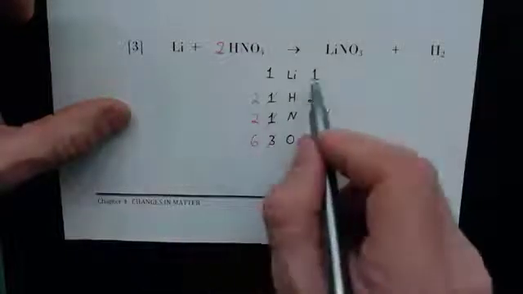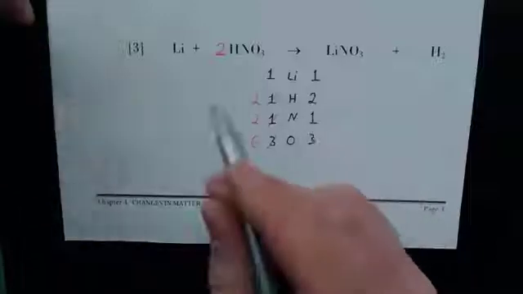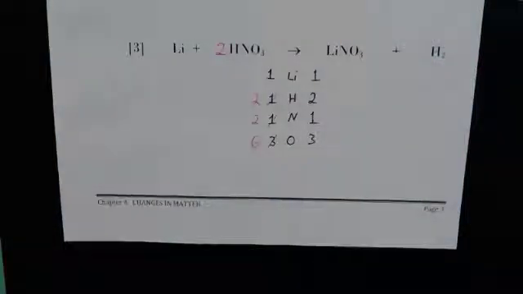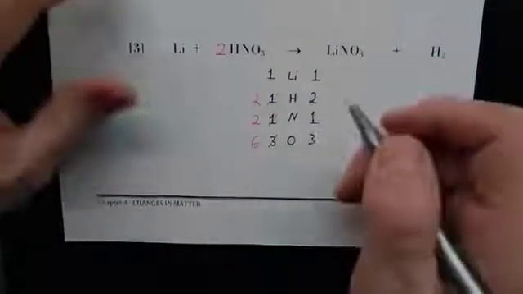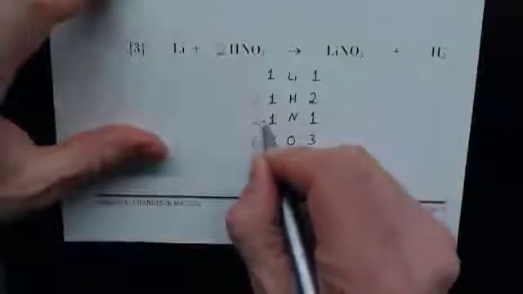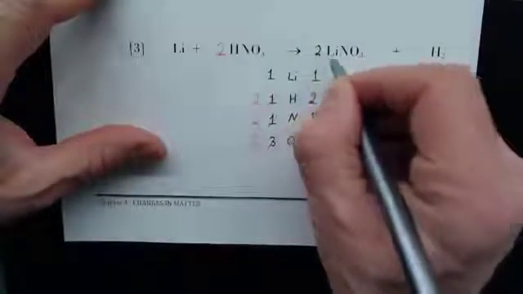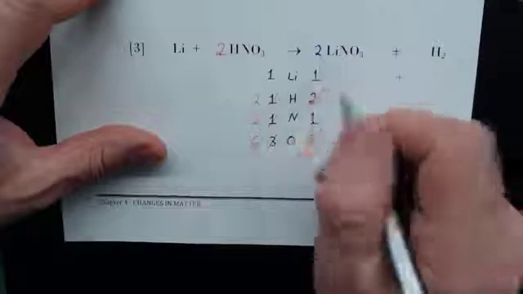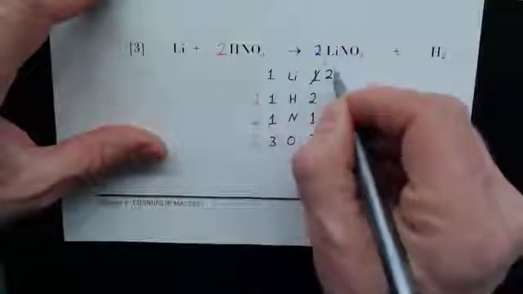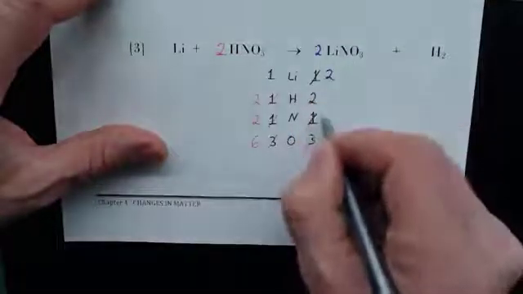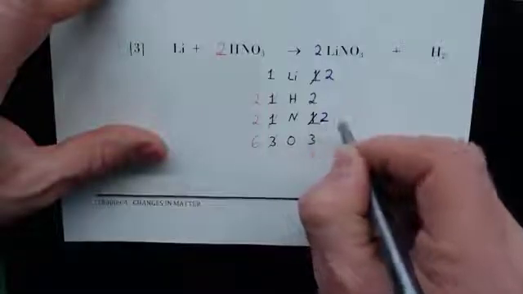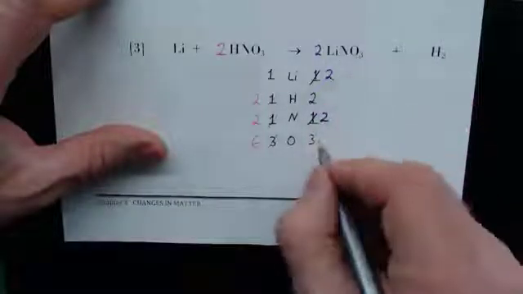Okay, my lithiums are balanced. My hydrogens are balanced. How about my nitrogens? My nitrogens need to get balanced. Let's do nitrogen. I have 1 and I need 2. So let's multiply it all by 2. 2 times 1 lithium is 2. 2 times 1 nitrogen is 2. And 2 times 3 oxygens is 6.